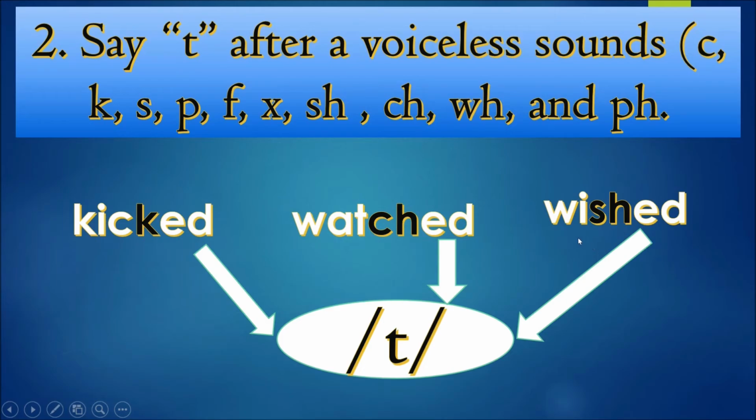Next, we have wish. W-I-S-H. Wish. This is present. But when you say it in the past, you have to have ed. It will become wished. Why? The last letter of the word wish is SH, a voiceless sound. So, the sound of ed is T. Okay? So, let's read this. Kicked, watched, wished. Alright?